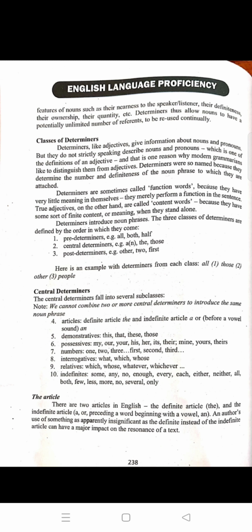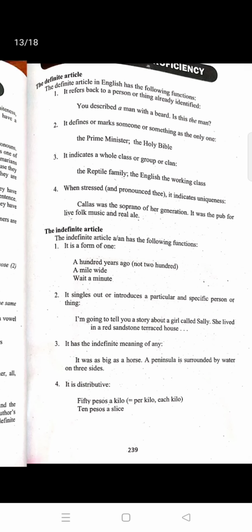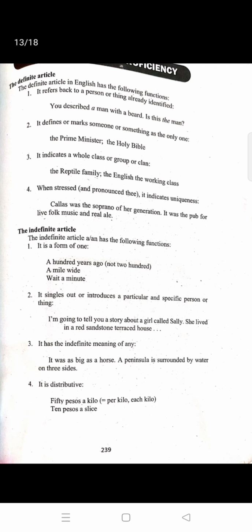Now, the article. There are two articles in English, the definite article the and the indefinite article a and an. An author's use of something as apparently insignificant as the definite instead of the indefinite article can have a major impact on the resonance of a text. The definite article refers back to a person or thing already identified. You describe a man with a bird. Is this the man?